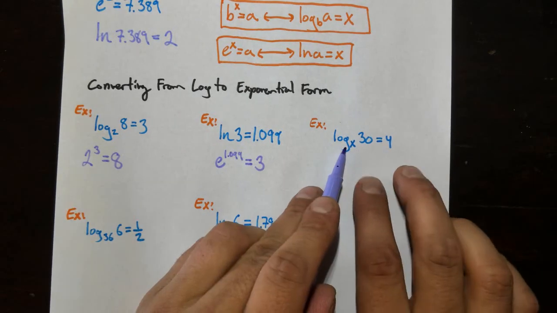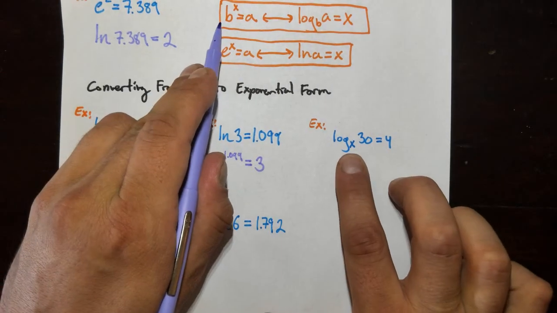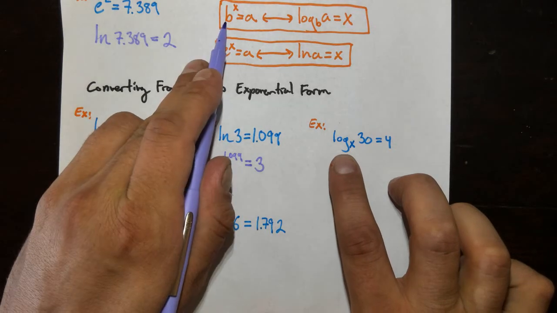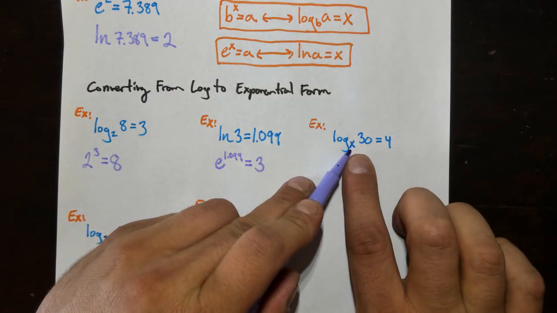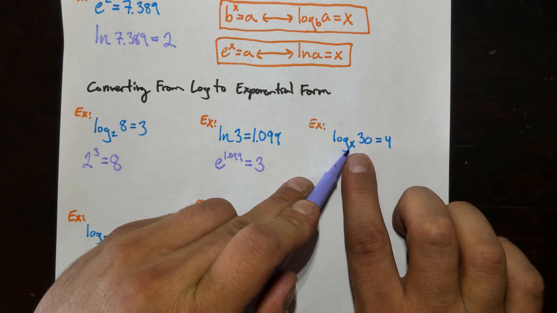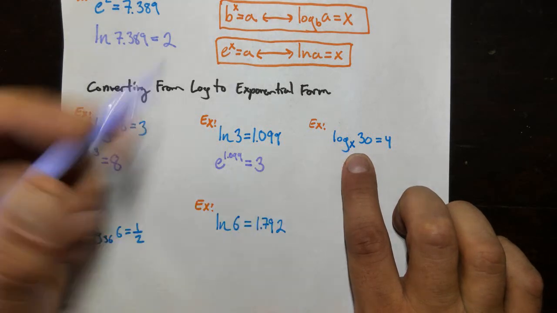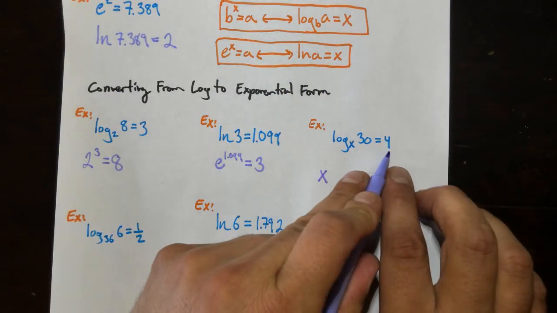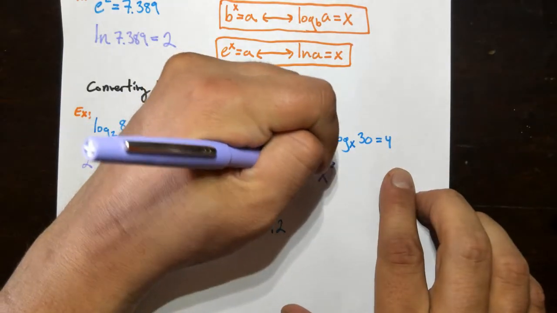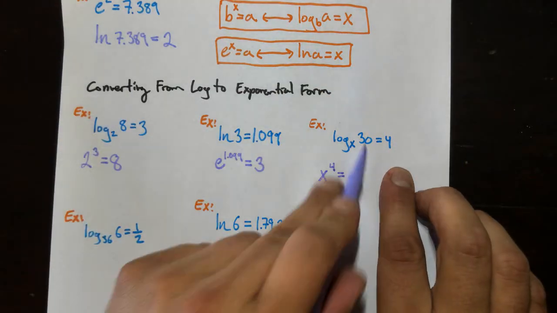Here we have a log, so I'm going to be dealing with our logs, not the natural log. In this case, our b is actually x. So this is going to be written as x to the 4th power is equal to 30.